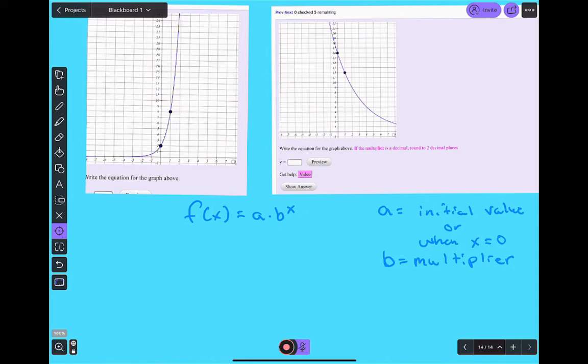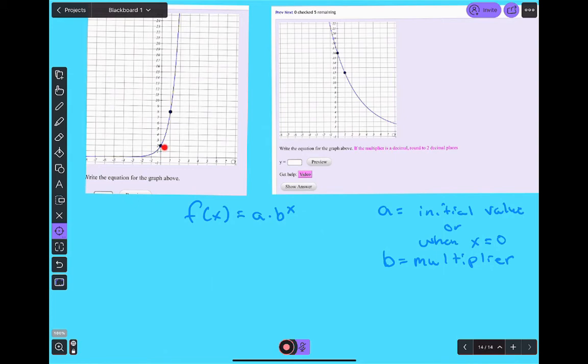What I need to be able to do is find the initial value, and that's when x is equal to 0. And then I have to find out what you multiply that initial value by to get to the next value, okay? So let's look at the increasing function first.